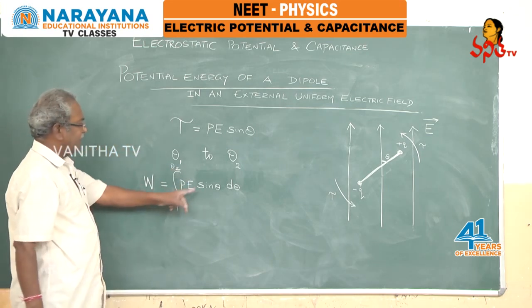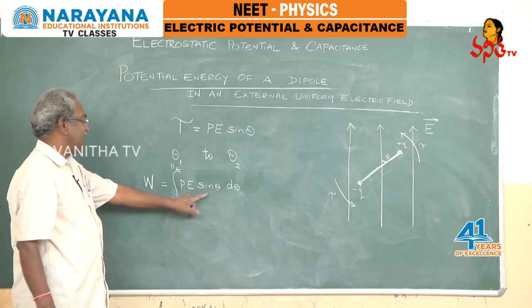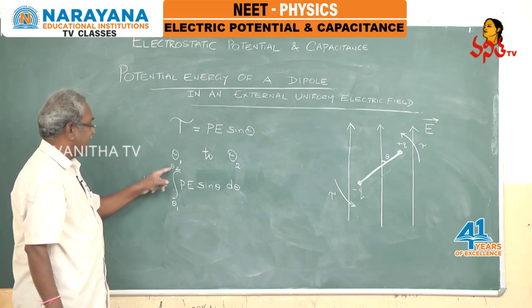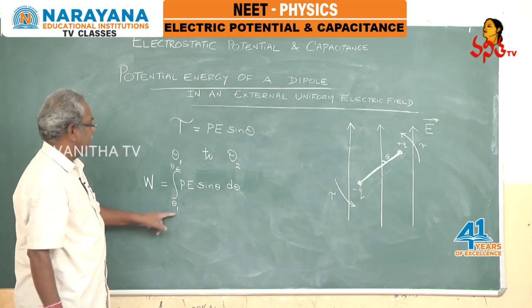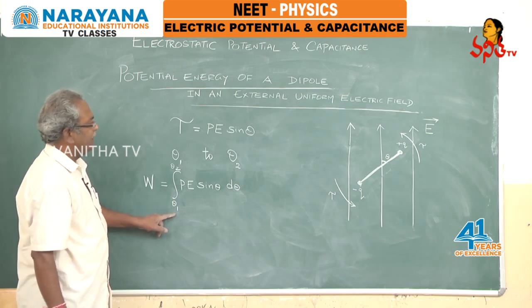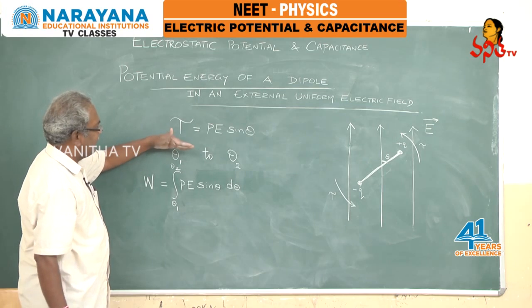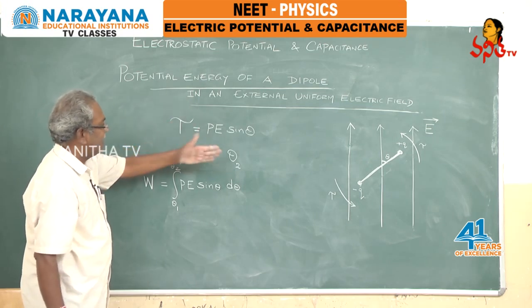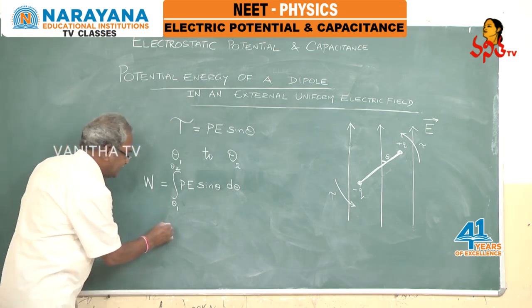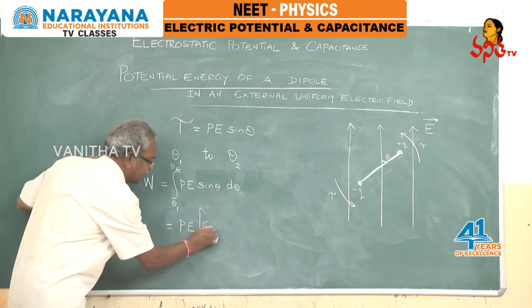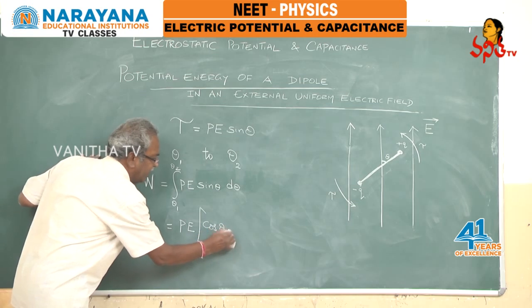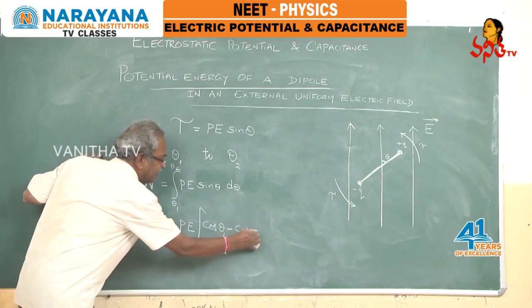Then the integration of sin theta is cos theta, where the upper limit is theta 2 and the lower limit is what? Theta 1, right. So, to rotate the dipole from an angle theta 1 to the field to an angle of what? Theta 2 to the field, this answer you will be getting as PE times cos theta 1 minus cos theta 2.